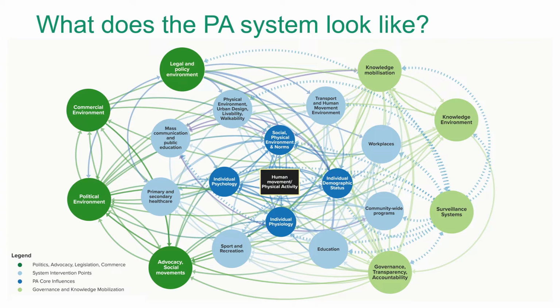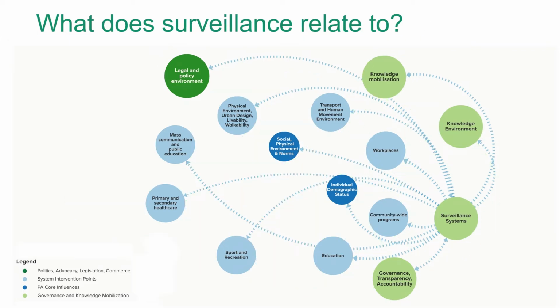Moving out another level, in the light blue, we have 8 intervention points across the system, which are known as the 8 best investments for physical activity. On the far left, we have elements in dark green, and they remind us of the macro elements that support or hinder actions on physical activity. And in the far right, in the light green, we have elements around governance and knowledge mobilisation, which is where surveillance systems fit. If we pull out the surveillance systems component, we can see more clearly what it links to.